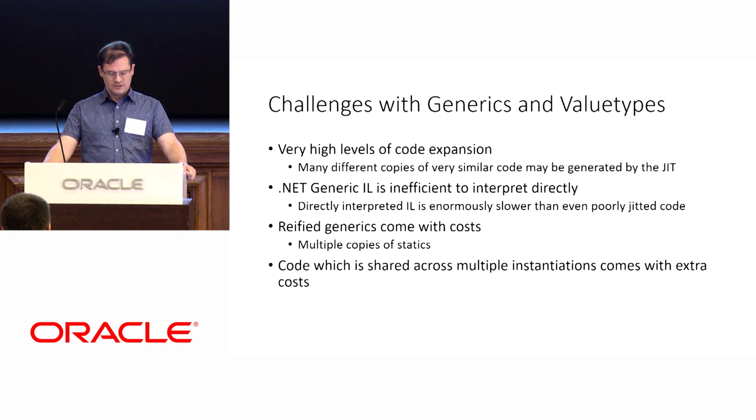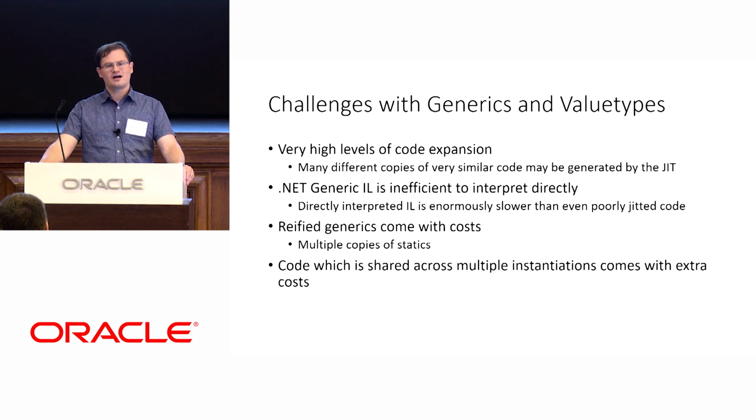So what are the challenges we see with generics and value types? They work really well as a developer model, and it's very easy to sit down and write C++ templated style code to get really good performance. But when you do that, there are very high levels of code expansion. We generate many different copies of very similar code. And that's the thing I talked about a little bit earlier, where we use up space in the caches if you execute a lot of this.